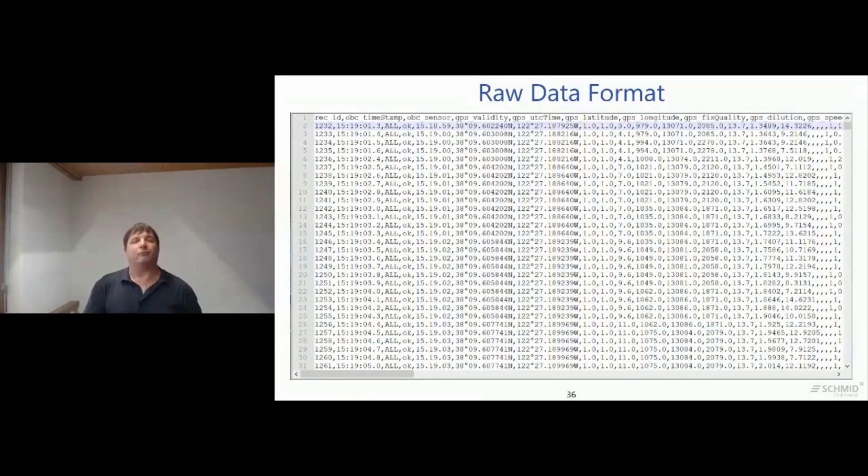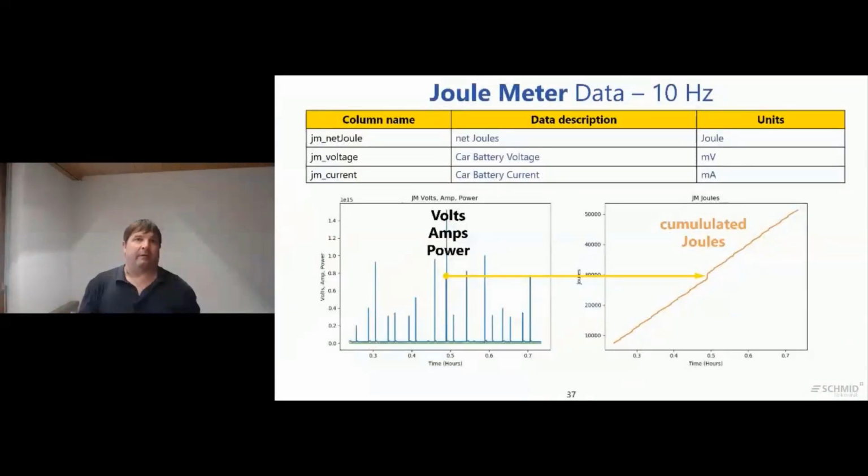And what we do now is read the files and pick out the exact data that we want, something like joule meter data that is sampled at 10 Hertz. On the left-hand side, we see the volts, the amps, and the power, while on the right-hand side, we see the accumulated joules.